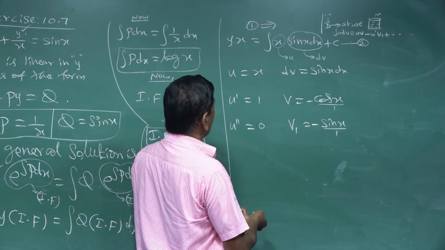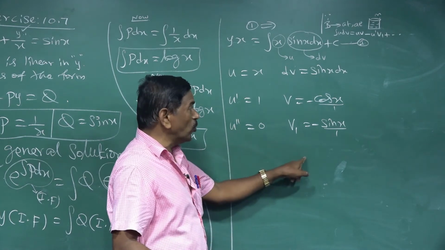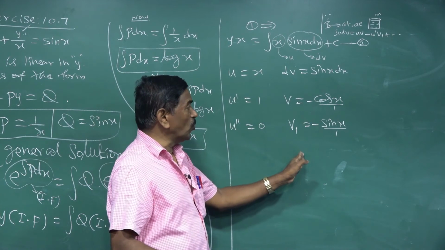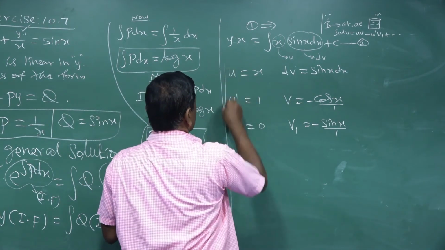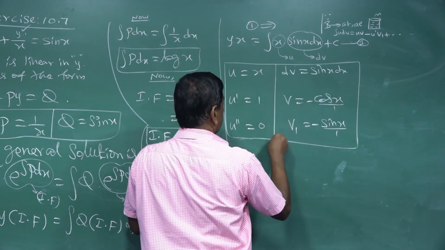Okay. Now here u double dash 0. So that is why v2 no need. Here u double dash 0, therefore v2 no need, up to this enough. Now box it for our convenience. Yes, preparation ready.